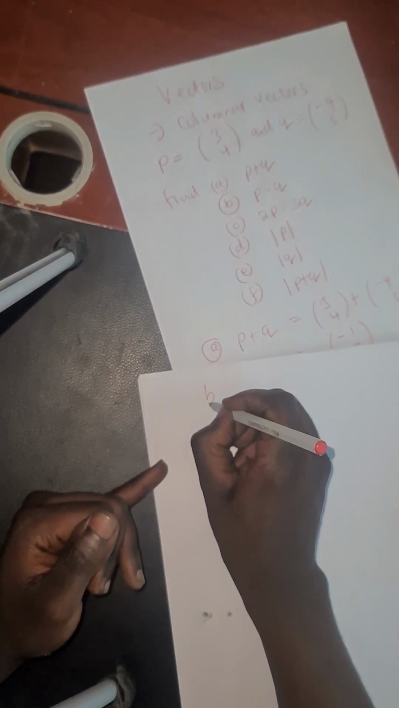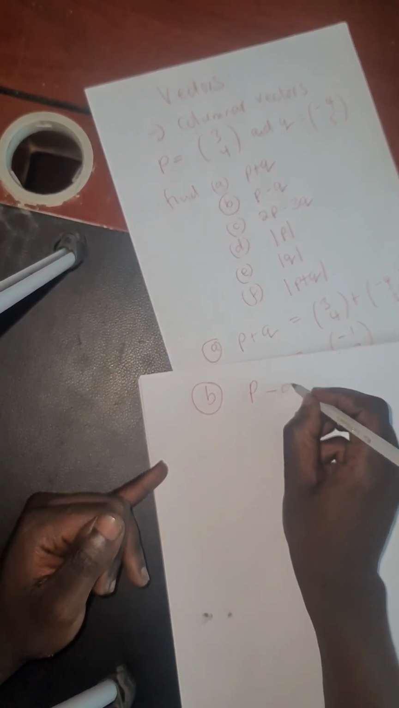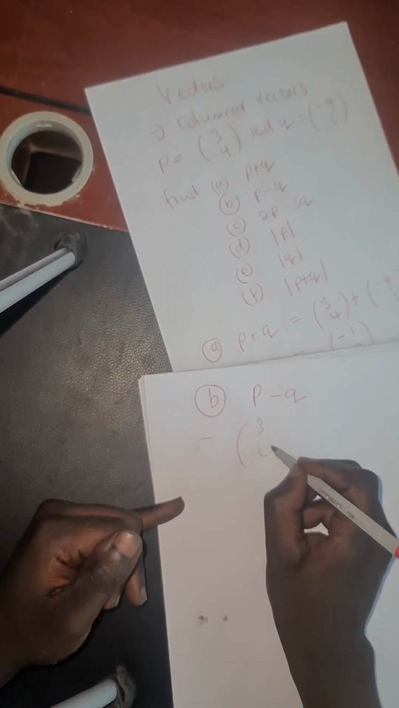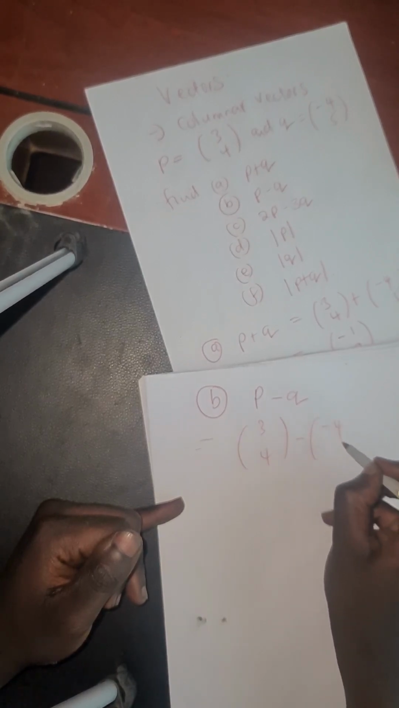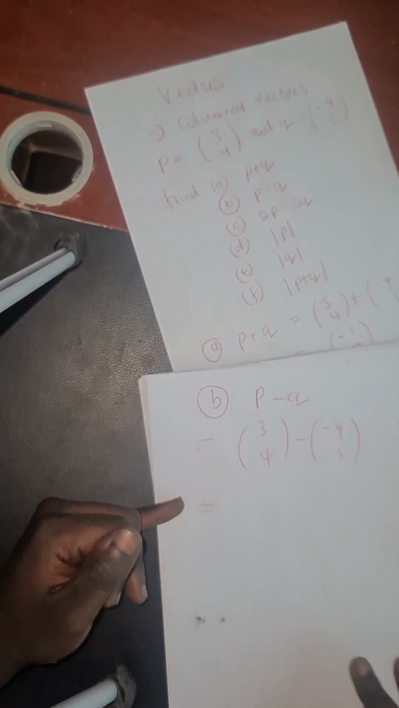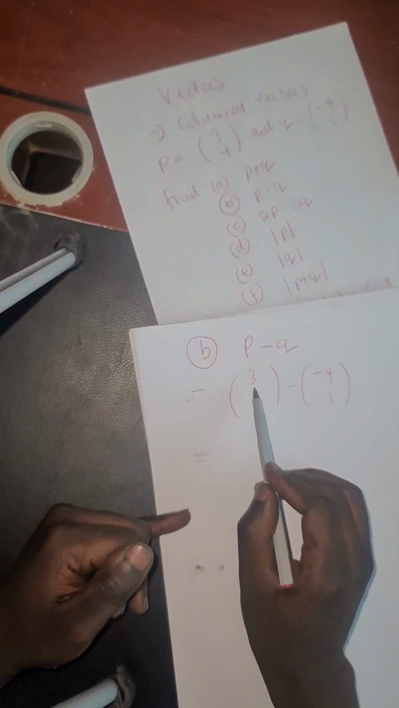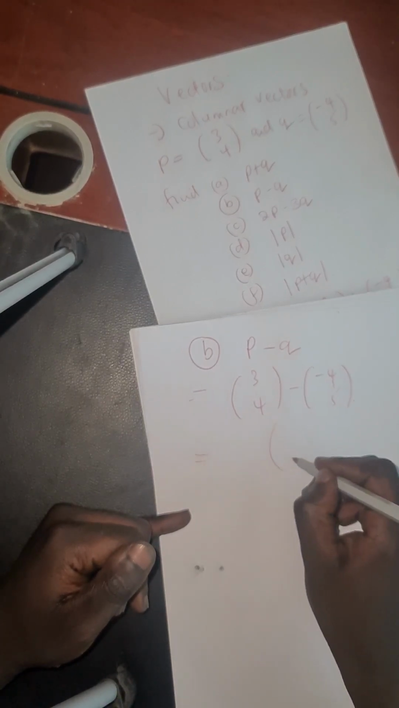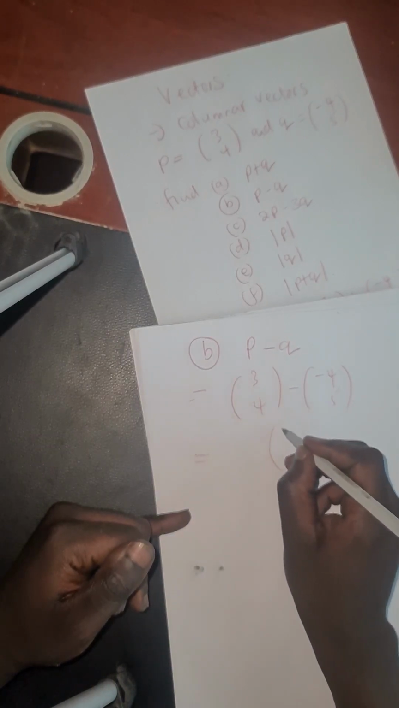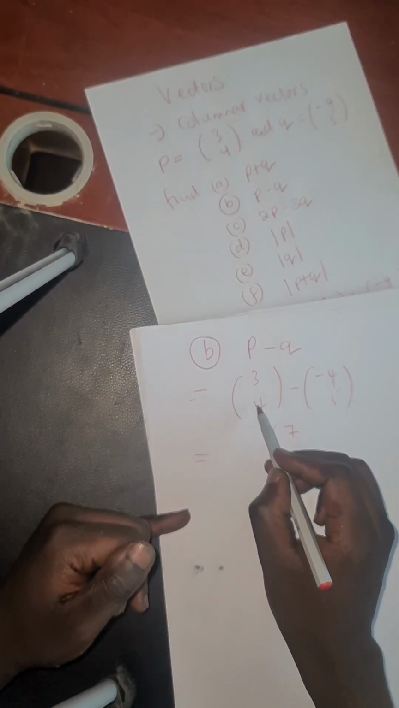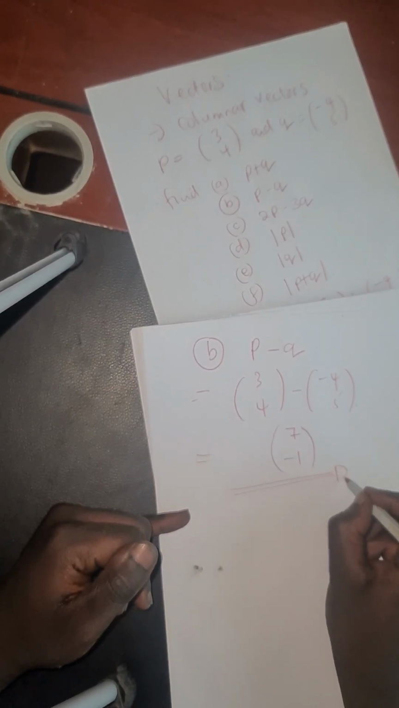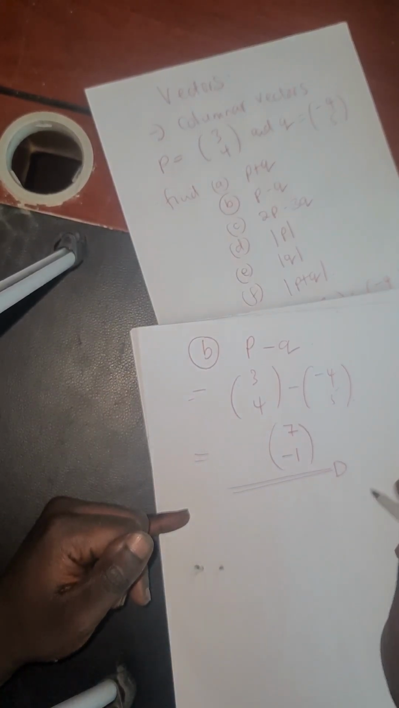Alright, fine. Our B is saying P minus Q, right? So let's say P is (3, 4) minus Q which is (-4, 5). So we say 3 minus -4, minus becomes a positive, so it becomes 7. 4 minus 5, it becomes -1. This is our answer here, right?